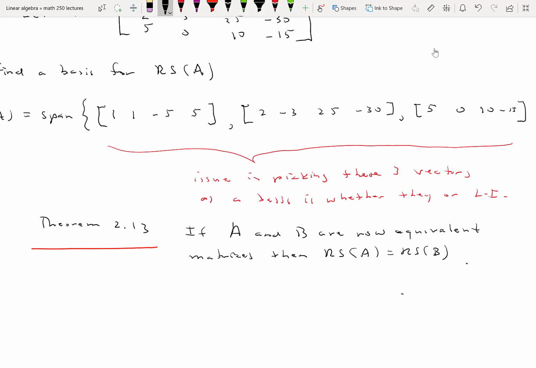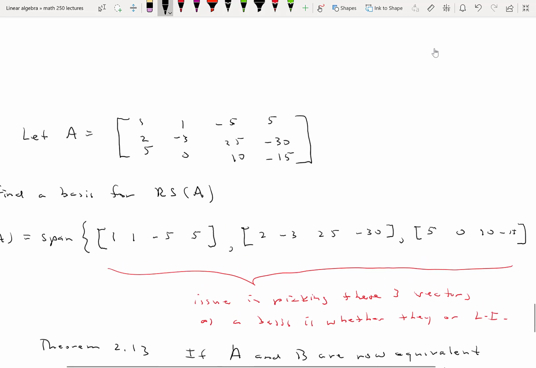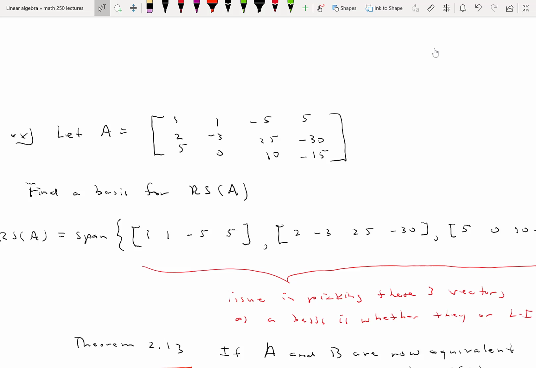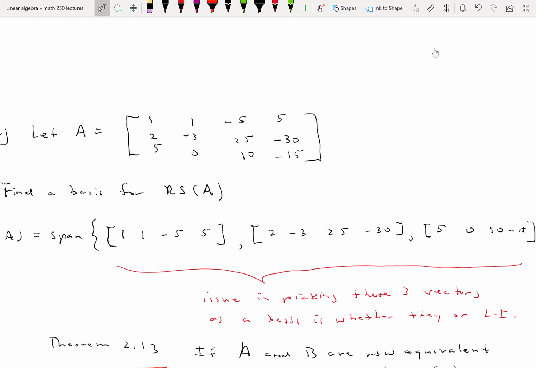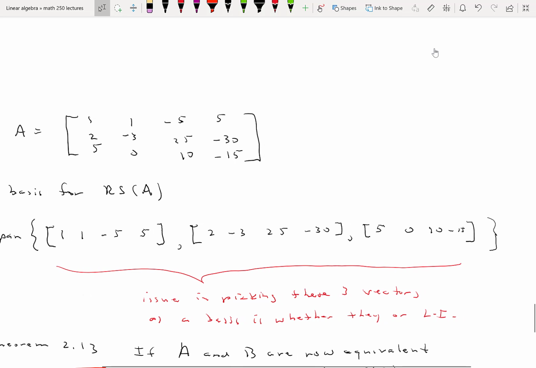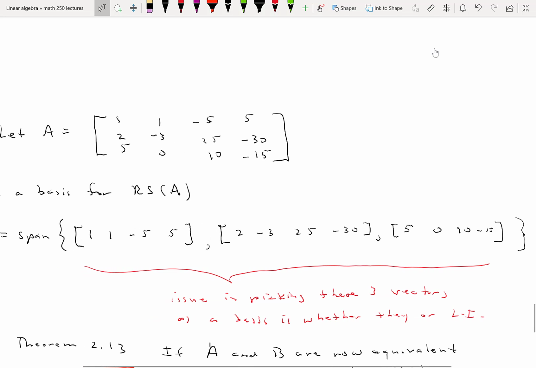I'm going to show you a nice 4-step process for doing this. So, back to the original problem: find a basis for the row space of A. Remember, the row space of A is simply the subspace spanned by the rows of A. This is simply the linear span of the three rows of this matrix.